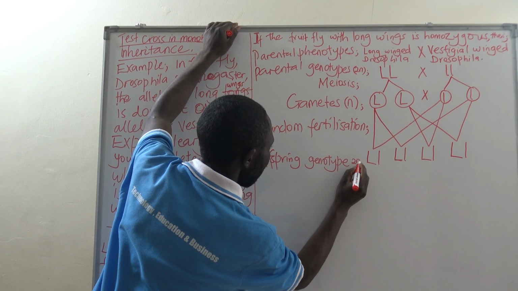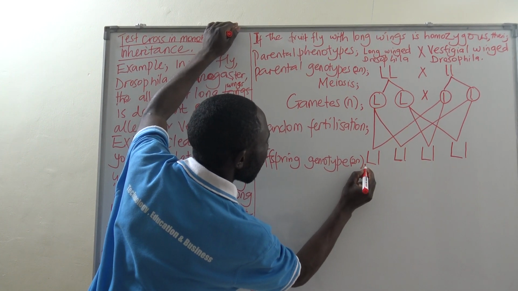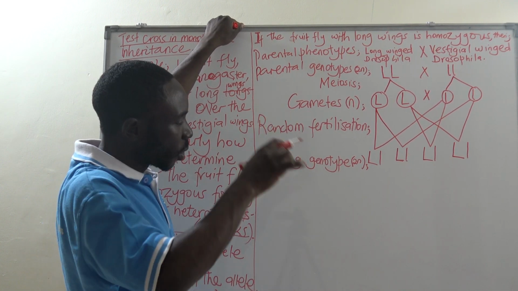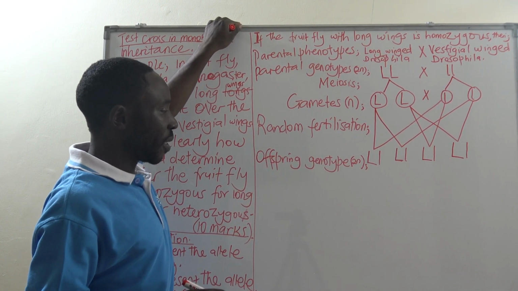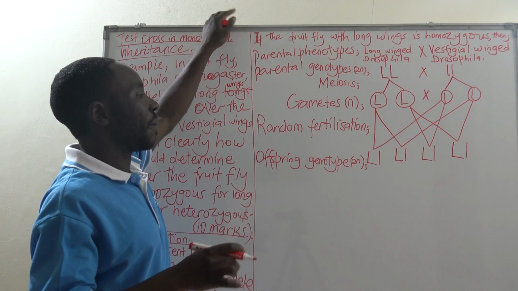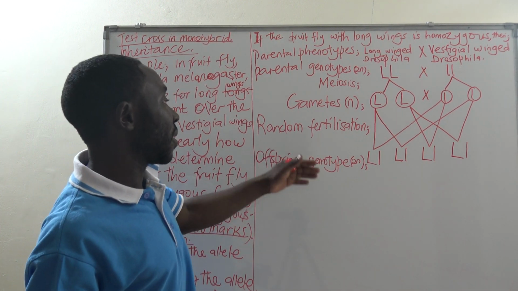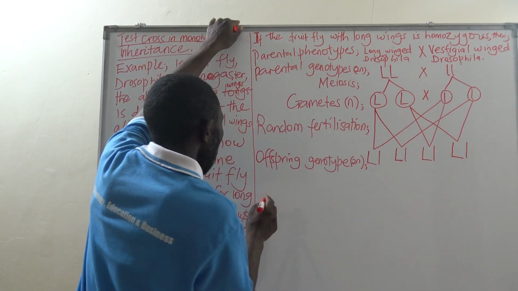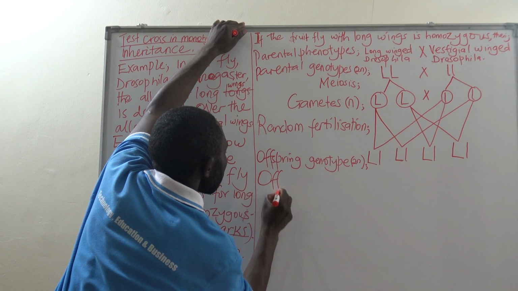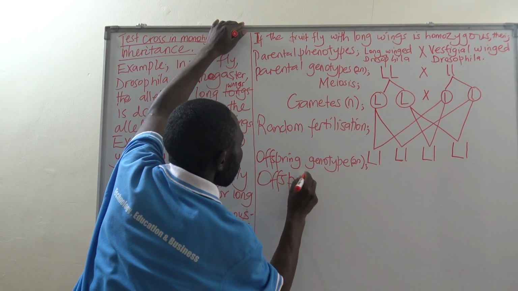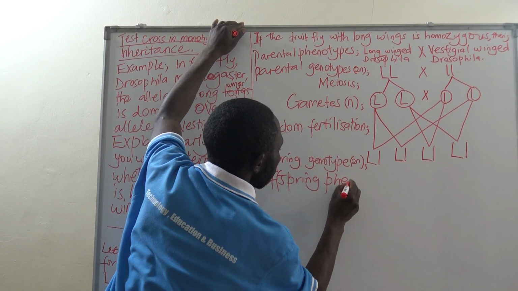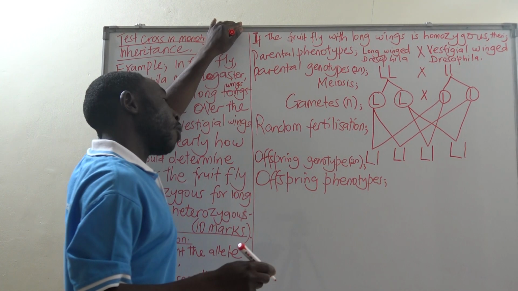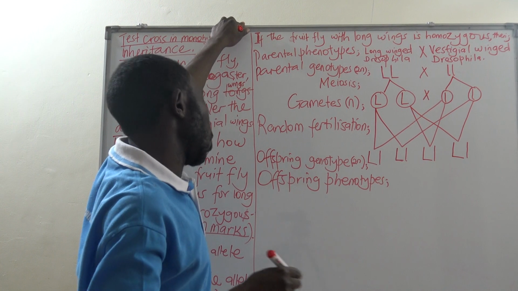Which is 2n, the diploid condition has been restored during fusion of gametes. Diploid state is restored. So now we can simply say that the genotypes are the same. So offspring phenotypes, that is the offspring physical outlook.